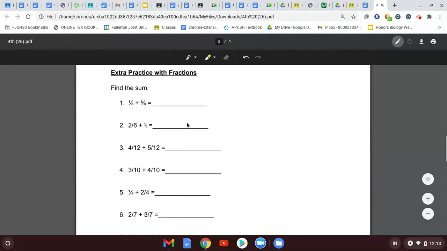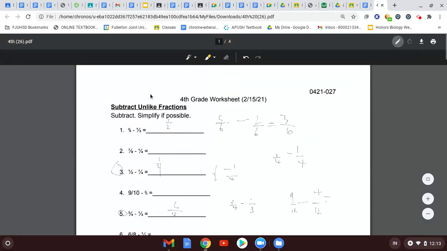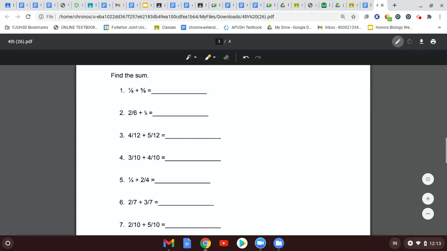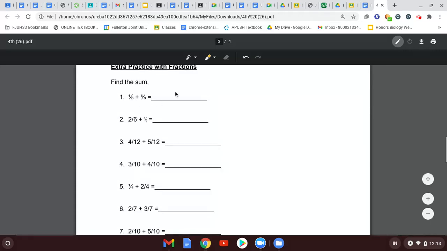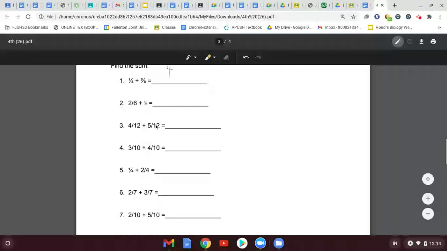Extra practice with fractions. So this time, instead of doing subtraction, we're just going to be adding. So 1/8 plus 5/8 is going to be 6/8. However, 6/8 can be simplified to 3/4. You can divide 6/8 by 2 on both the top and the bottom. Number 4 will just be 7/10, just simple addition.